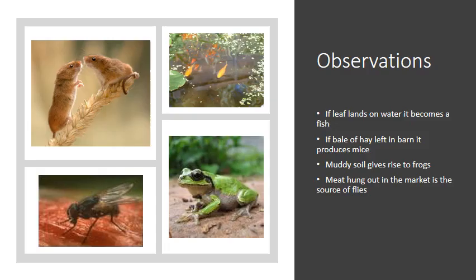You see, for the longest time, people thought that living matter came from non-living matter. That is, a leaf landing on water would become fish. That's how we got fish. And they thought this because if a leaf lands on water, you see baby fish darting out from underneath it. And then they thought hay turns into mice, because if you go into the barn and you pick up a bale of hay, mice come out of it. Thus, the hay is turning into mice.